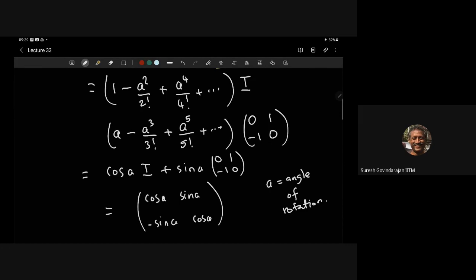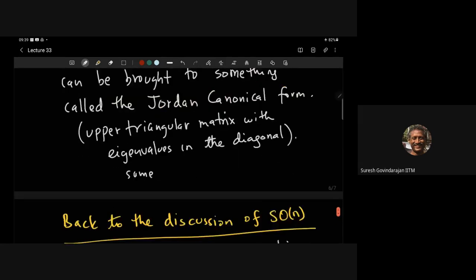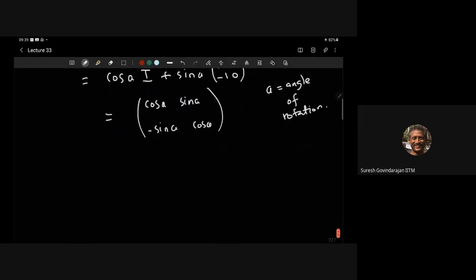Okay, we know from other considerations that this is the most general SO2 matrix. We know it beforehand, but lo and behold, what we get is this thing. So is this clear? So let's do one more example. SO3. And so here, what is the most general antisymmetric matrix?